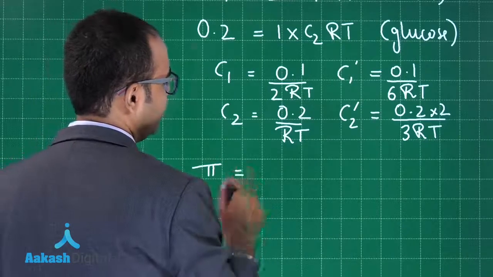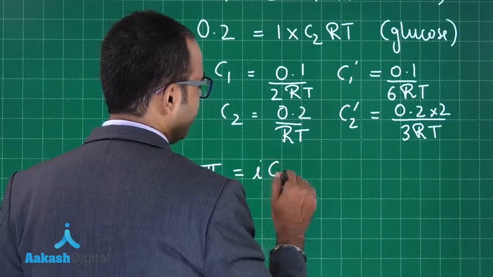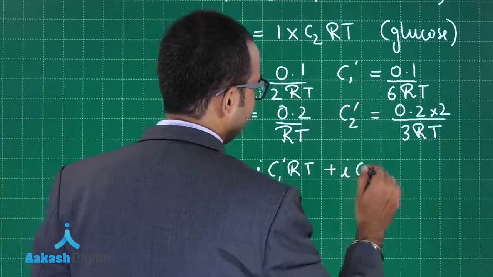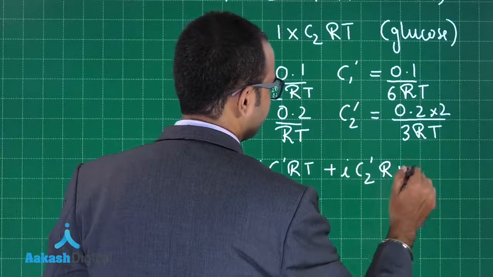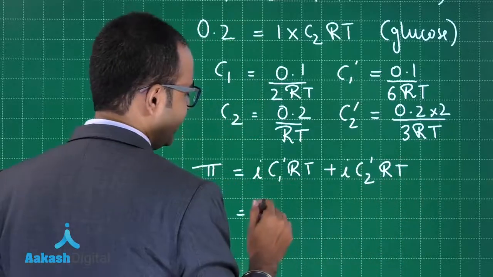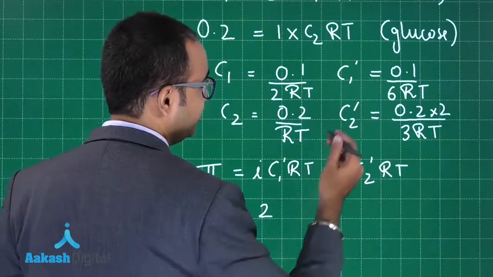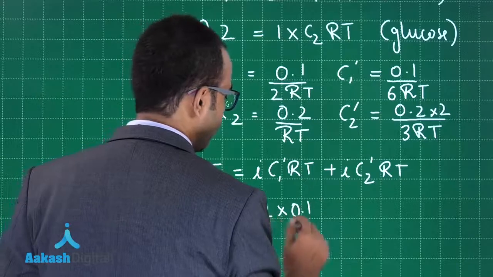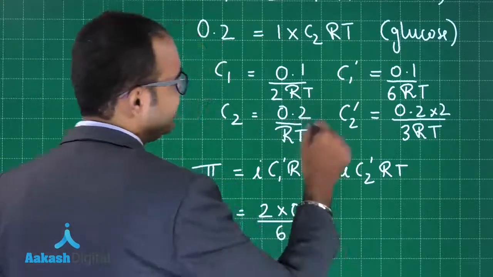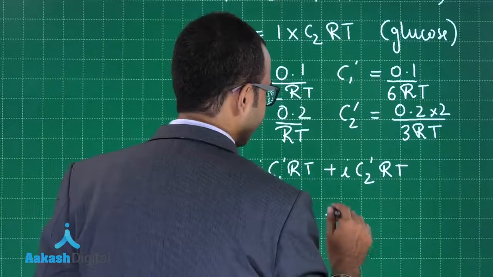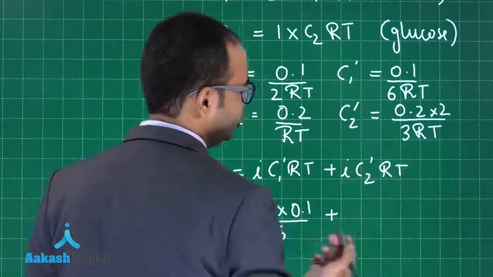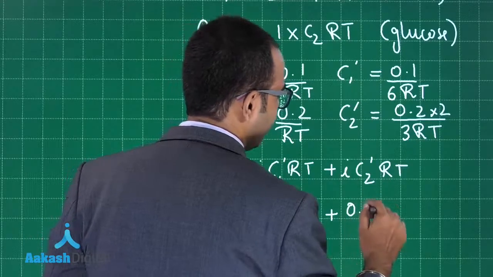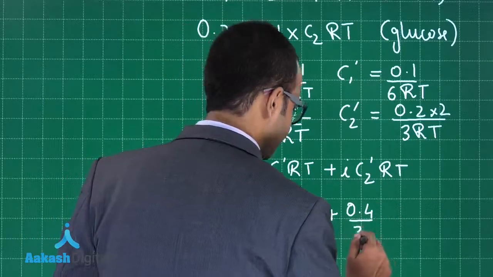The new osmotic pressure will be i into C1 dash into RT plus i into C2 dash into RT. So what is i for NaCl? i for NaCl is 2. Okay, what is C1 dash? C1 dash is 0.1 upon 6. RT will cancel, guys. What is i for glucose? That is 1, so we don't need to write that. So this will be 0.4 upon 3.